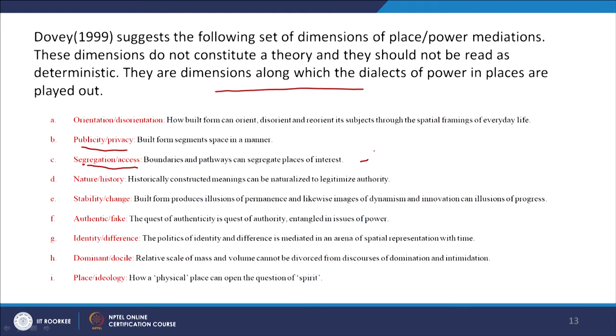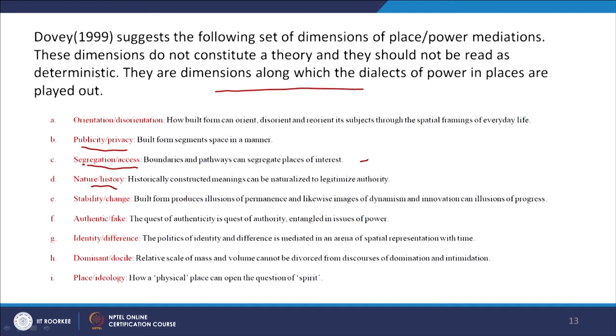The boundaries and the pathways can segregate places of interest, like the Berlin Wall, where we talk about East Germany and West Germany, or Nicosia, where we talk about the Turkish part of Cyprus and the Greek part of Cyprus. And nature and historically constructed meanings can be naturalized to legitimize authority, so how it has been rooted, so that even the way we legitimize. This is where legitimizing traditions, through which an authority is legitimate.